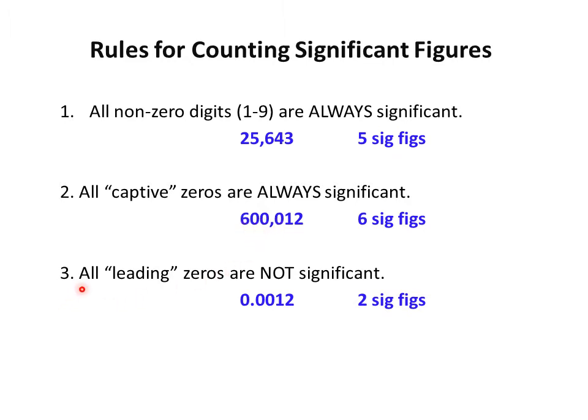Alright. Rule number 3 says that all leading zeros are not significant. So these are leading zeros here. And leading zeros are not significant. They just act as mere placeholders. So we won't count these. So in this particular case, we have 1, 2 Sig Figs.